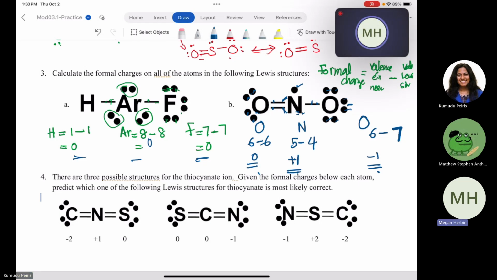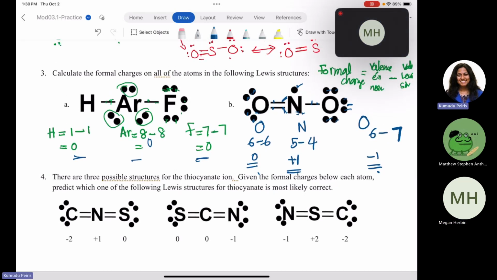So if the first O was 0, the N was 0, but there was a minus 1 for the second O, then the net charge would be minus 1. Yes. But here we have plus one and minus one. They will be cancelled out, so the net charge for the entire molecule is zero. Gotcha. Thank you. You're welcome.